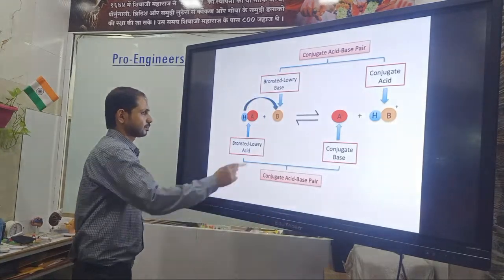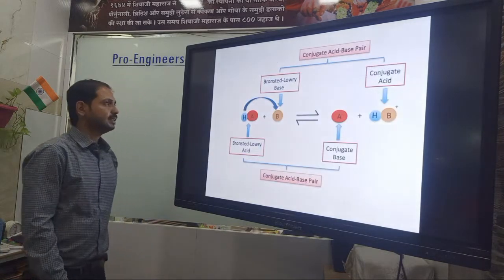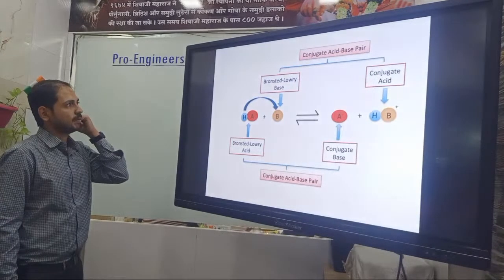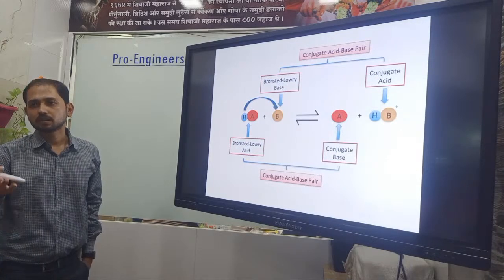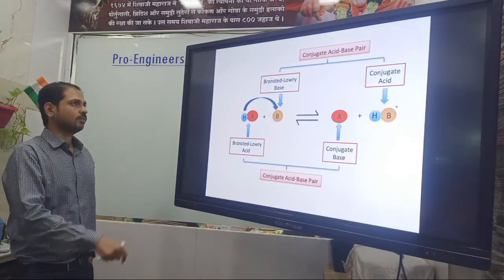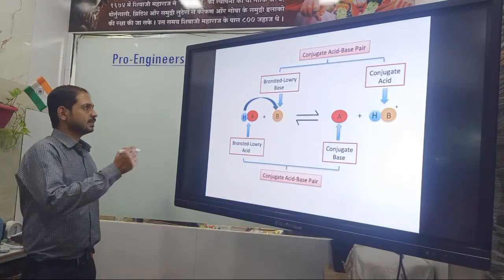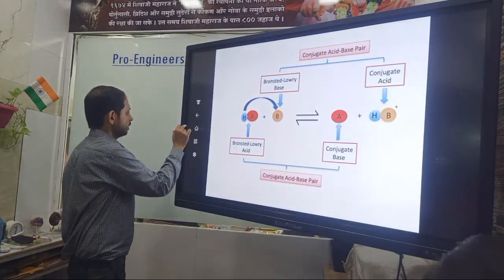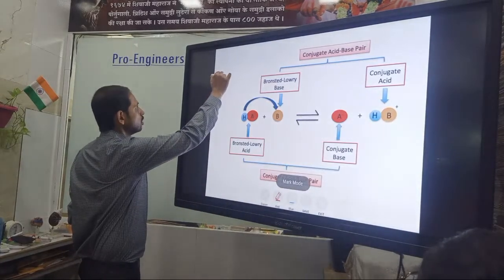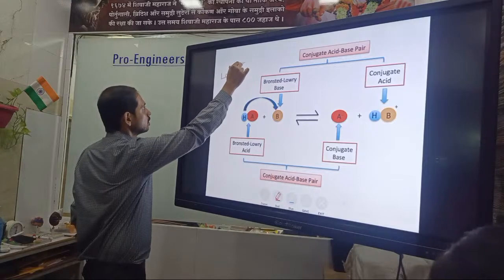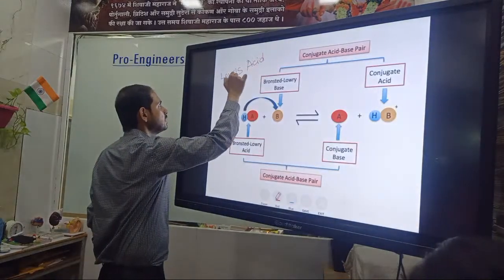There is another concept. I haven't included it in this slide because it is not in your syllabus. But if you want to prepare for a competitive exam, then you need to learn it. So that's why there is the concept of Lewis acid base theory.